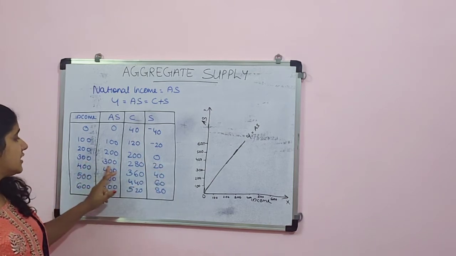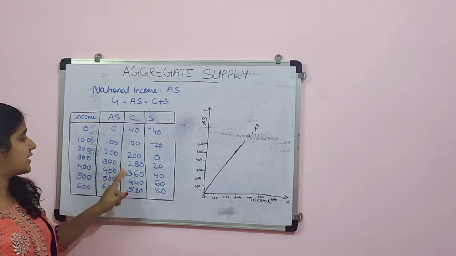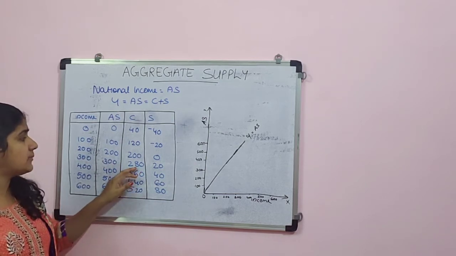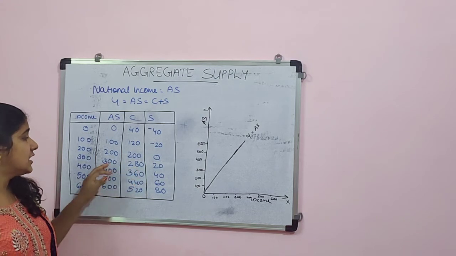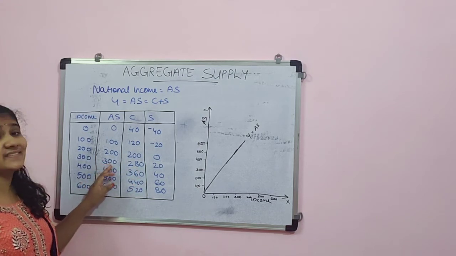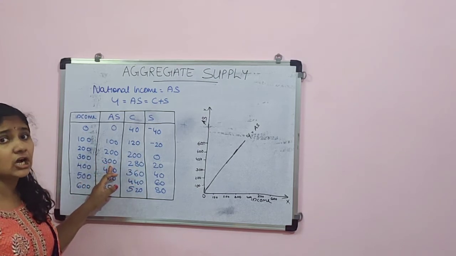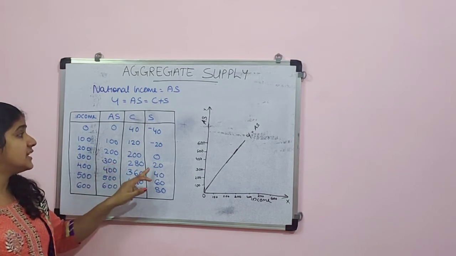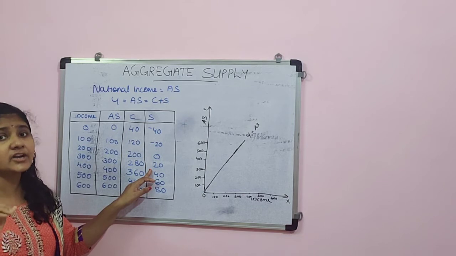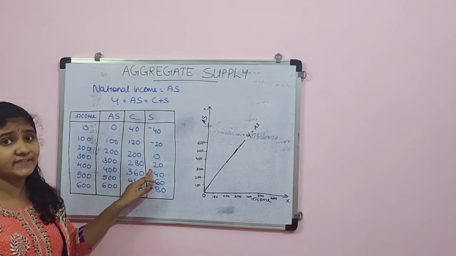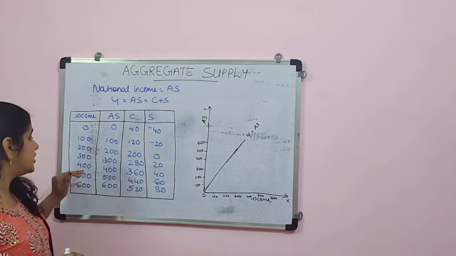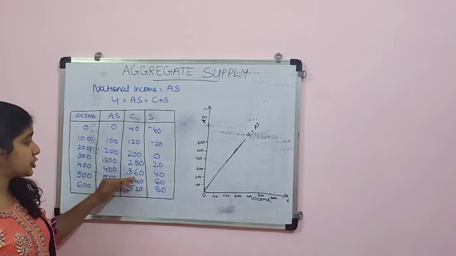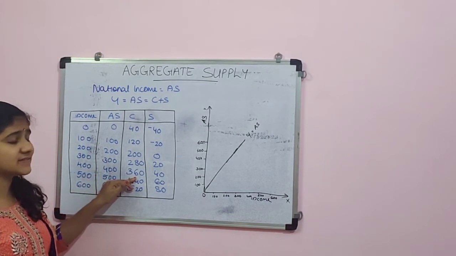Here 300, AS also 300, then consumption is 280. 280 means here you just see consumption is less than income. When consumption is less than the income, what is it meant? A part of the income we started to save. Then the next, 400, here also 400, and consumption is 360.